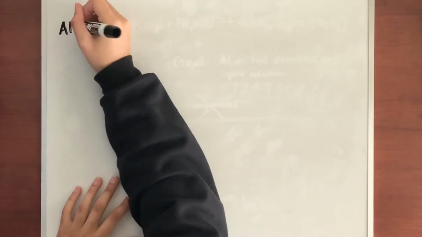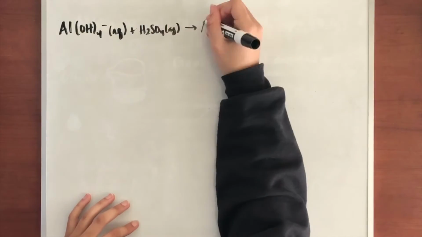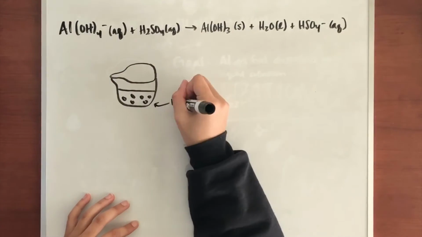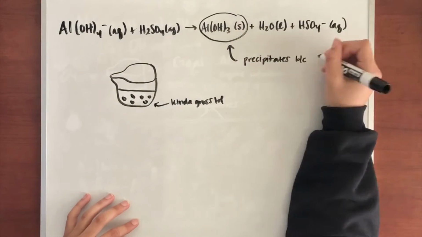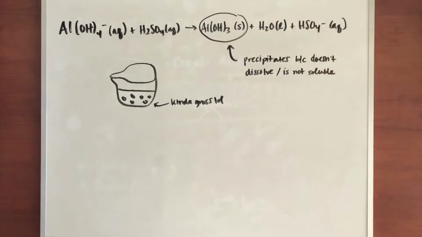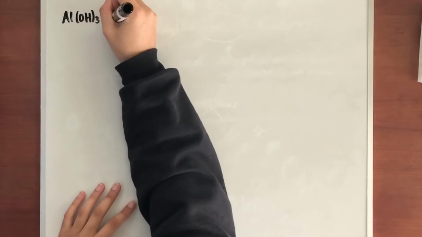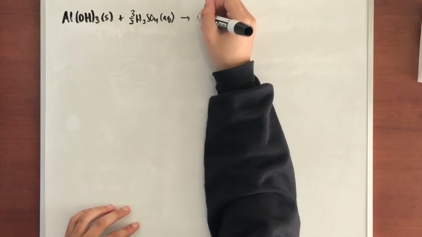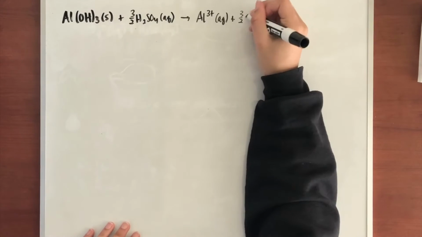Next, we added some sulfuric acid to the solution, which ended up forming aluminum hydroxide. This aluminum hydroxide precipitated out of the solution as a solid because it was not soluble in the solution. Next, we needed to dissolve the aluminum hydroxide so that we could free up its aluminum ions. So to do this, we added more sulfuric acid.